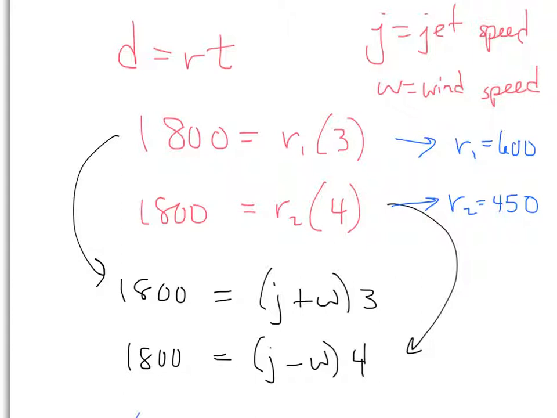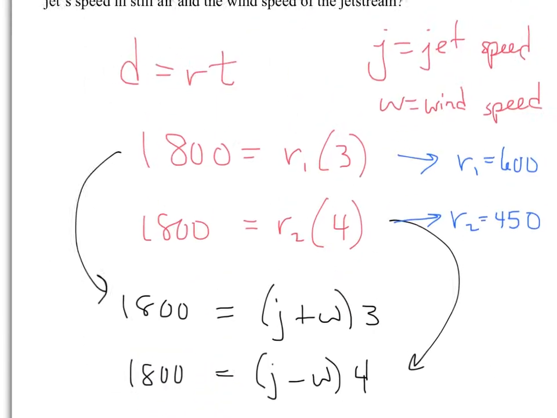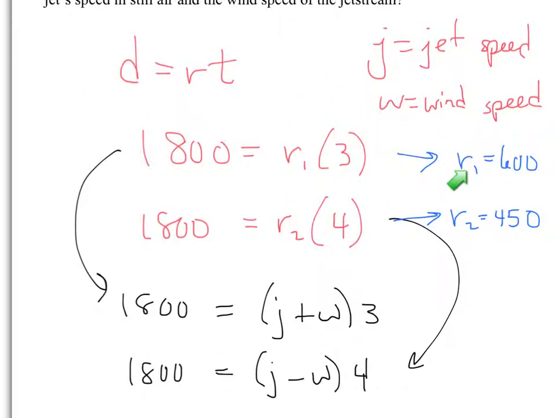Take a look at the numbers we got earlier. Remember the 600 and the 450? The plane speed plus the wind is 600. Well, that's what this is right here. R1 was with the wind and it is 600. What's the average of these 2 numbers? What's the average of these 2 numbers right here?